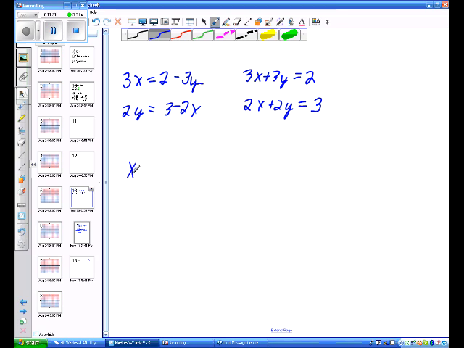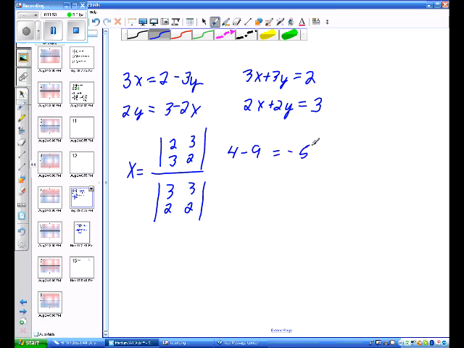Now we'll set up our matrices. So we would have, in place of our x column, our answer column, and then we have our y column. In the denominator, we have our coefficient matrices. Okay, we've got 4 minus 9 is negative 5. For the denominator, we have 6 minus 6, which is 0. Now, we know we can't divide by 0. So this tells us that there's something that we're going to have to deal with.